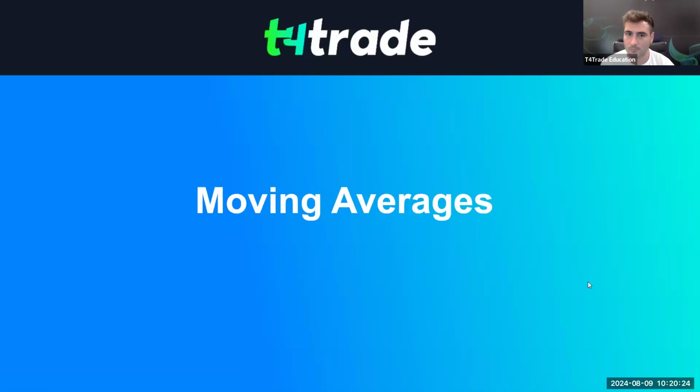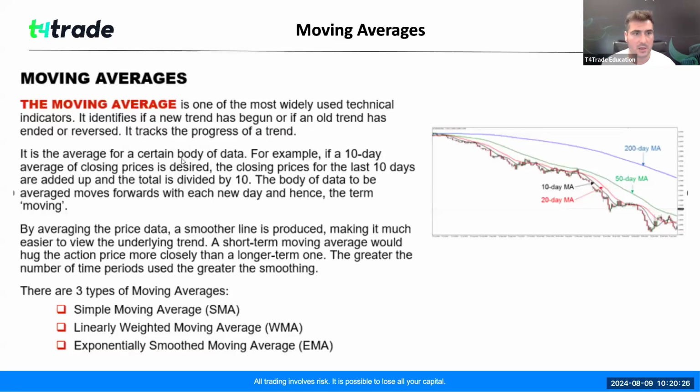Okay, so moving averages, let's start. The moving average is, if not one of the most widely used technical indicators, because it identifies if a trend has already begun or an old trend has ended or reversed. Okay, notice the past tense here. That means moving averages are compiling information about the past. They are lagging indicators.